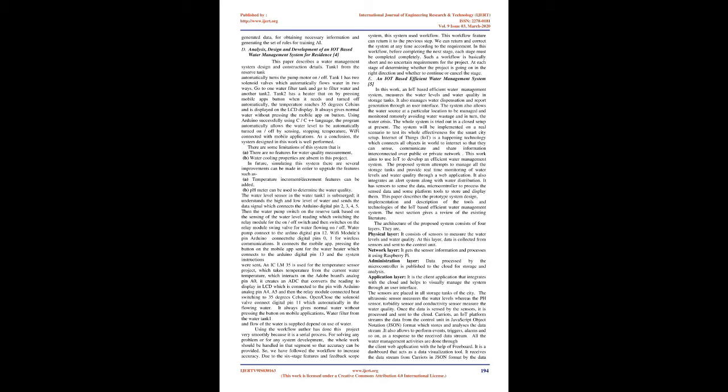The water level sensor in water tank 1 is submerged. It detects the high and low levels of water and sends the data signal, connected to Arduino digital pins 2, 3, 4, 5. Then the water pump on the reserve tank switches on based on the water level reading, by switching the relay module for the on/off switch, and then switches on the relay module for the solenoid valve for water flow on/off. The water pump connects to Arduino digital pin 12. The Wi-Fi module connects to Arduino digital pins 0, 1 for wireless communication.